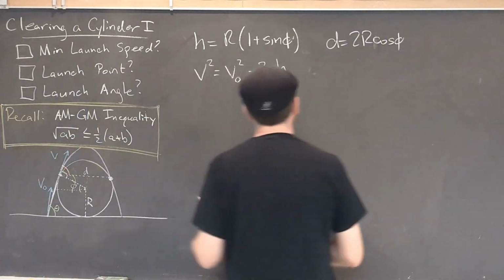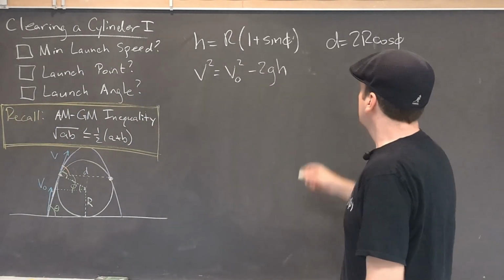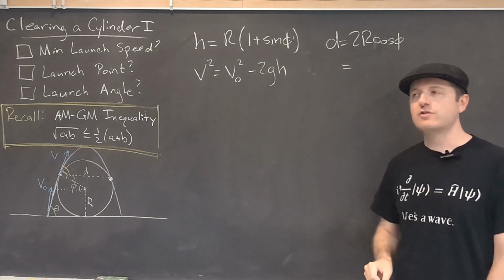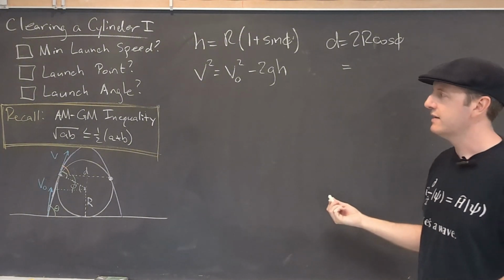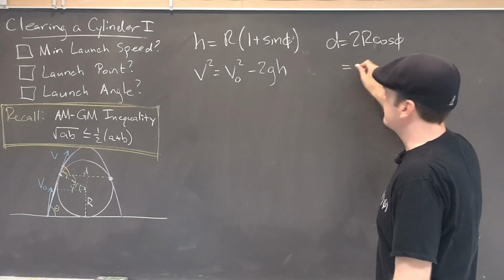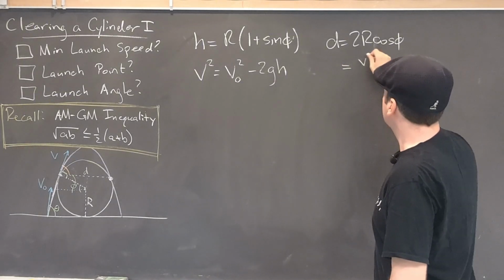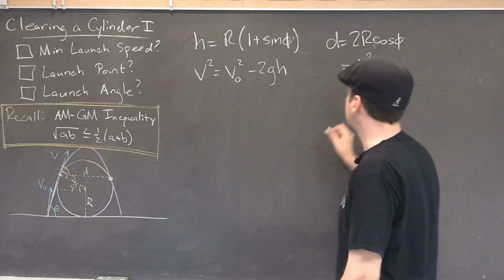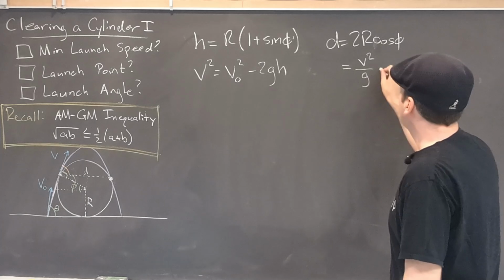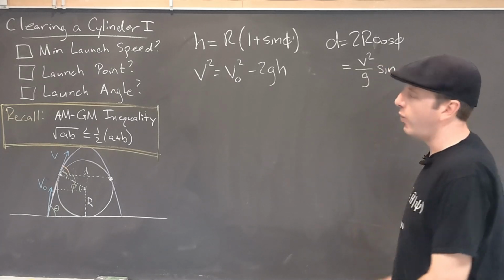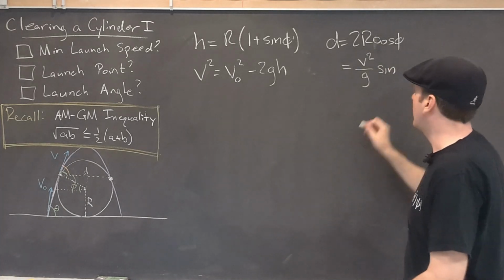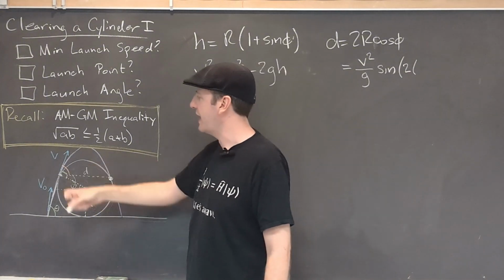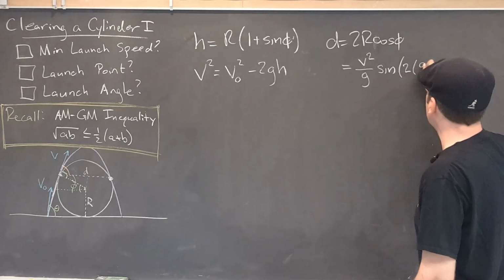So let's recall the range formula. D is our range in this case, and the range formula we derived previously says that the range for level ground is going to be the launch speed squared. Again, for us, the launch speed is the speed at that point, divided by g, and then sine of twice the launch angle. In our case, that's going to be 2 times this orange angle, which is 90 minus phi.